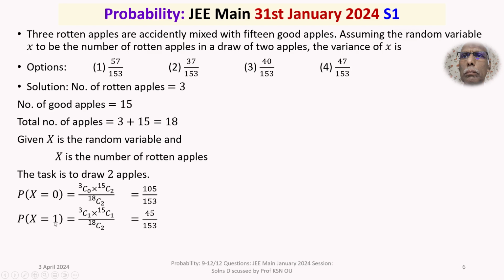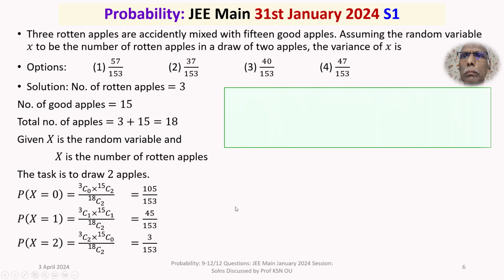The probability of X is equal to 2 means all the 2 apples drawn are rotten. Therefore, no good apple will come with you. Therefore, the probability of X is equal to 2 is equal to 3C2 multiplied by 15C0 by 18C2. Now simplify, you will get 3 by 153.